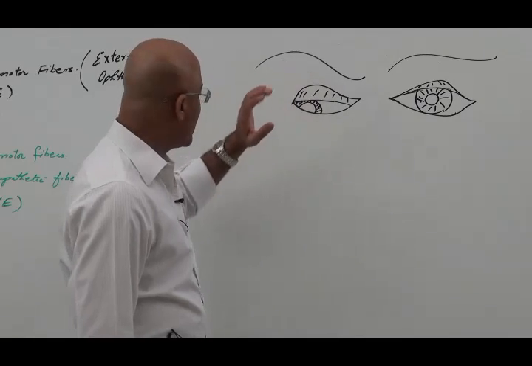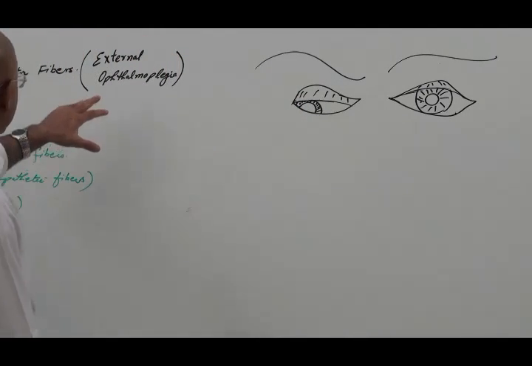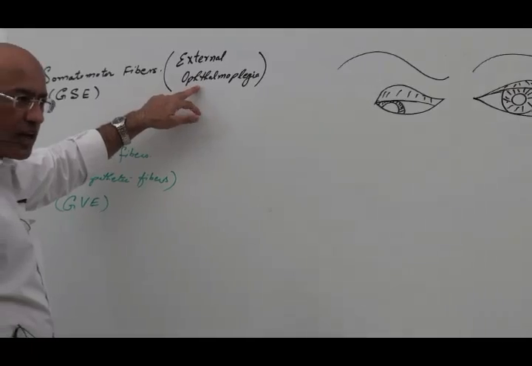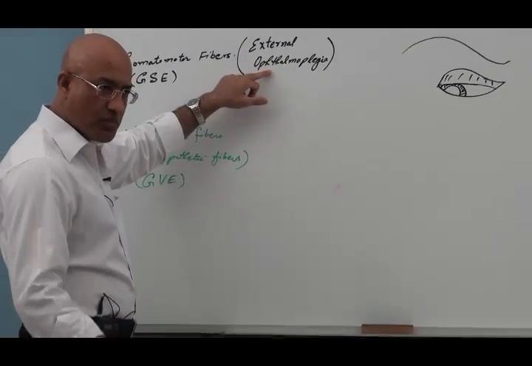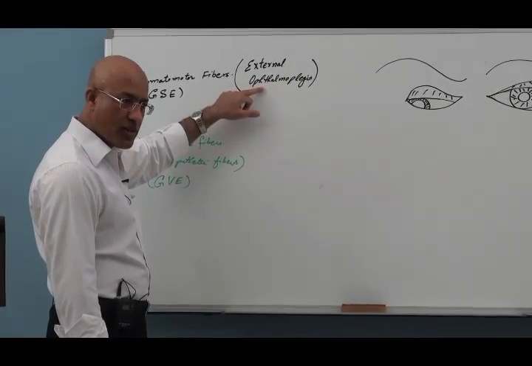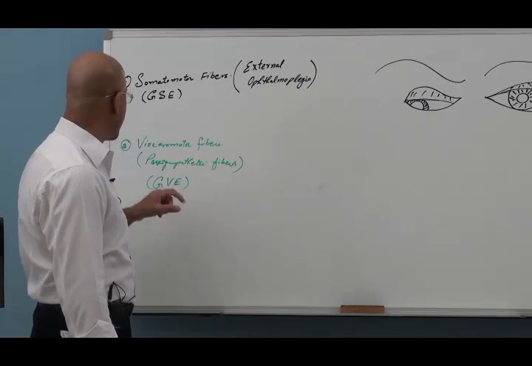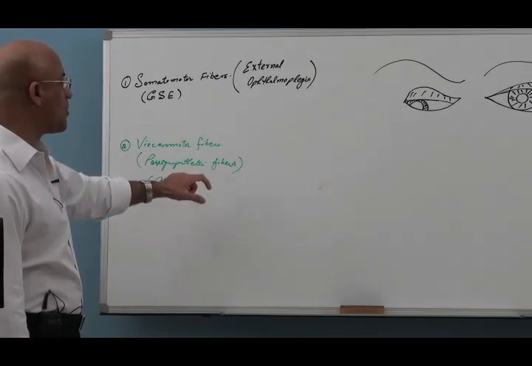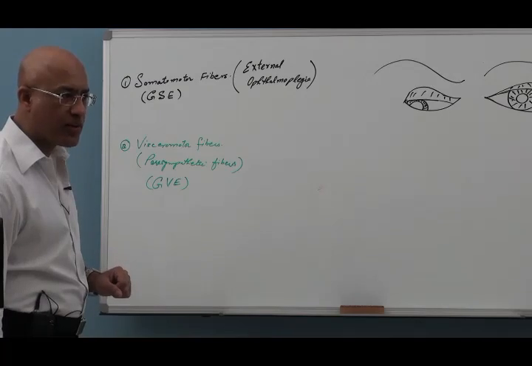Is that right? This is one thing. Secondly, this is called external ophthalmoplegia. Any question up to this? There's no question? Clear. Now we come to another thing. If visceromotor fibers fail, then what happens? If parasympathetic fibers fail, right?